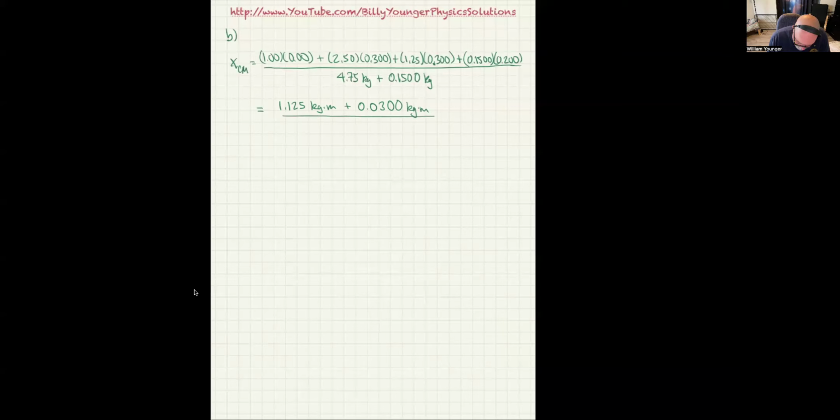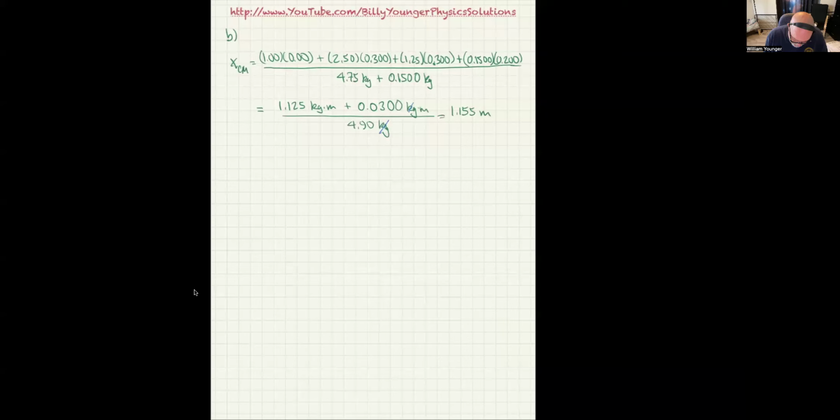And then all of that will be divided by 4.75 plus 0.15. So this would be 4.90 kilograms. So again, we can see that the kilograms cancel out, but what is our actual result? 1.125 plus 0.03 is 1.128. Excuse me, 1.125 plus 0.03. Oh, sorry, is 1.155. So I'll go ahead and write that.